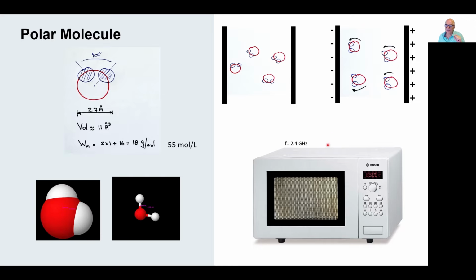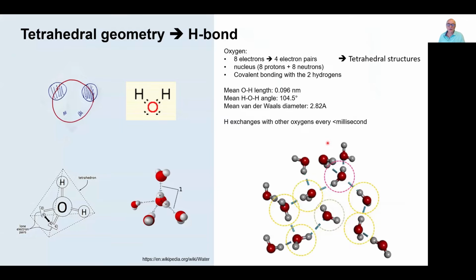Now, that happens in a microwave oven 2,400 million times. In other words, 2.4 gigahertz, 2.4 billion times per second. And whenever that happens, there are collisions and something else, the hydrogen bonds will break. And so what is the origin of these hydrogen bonds?